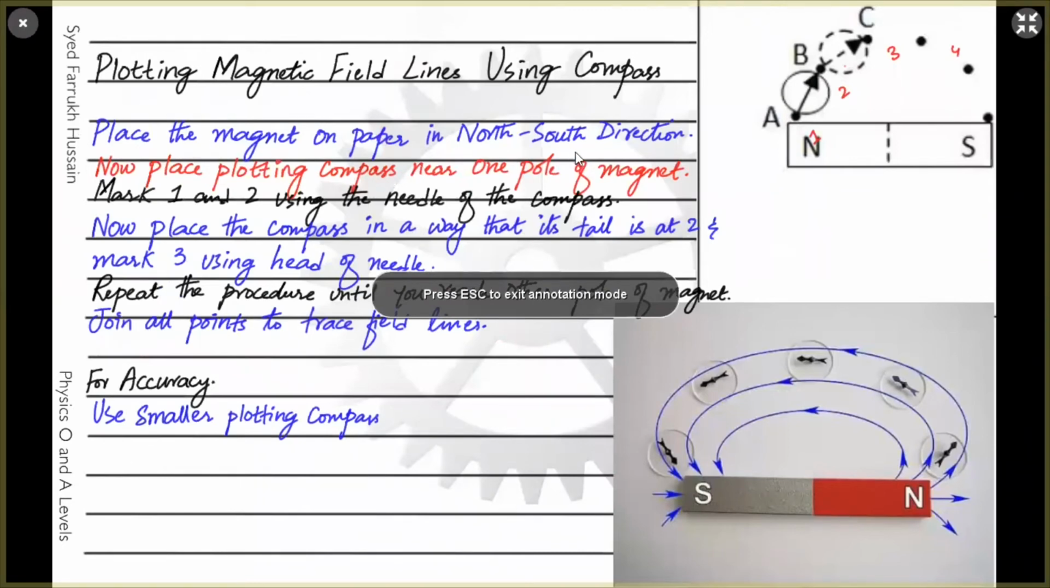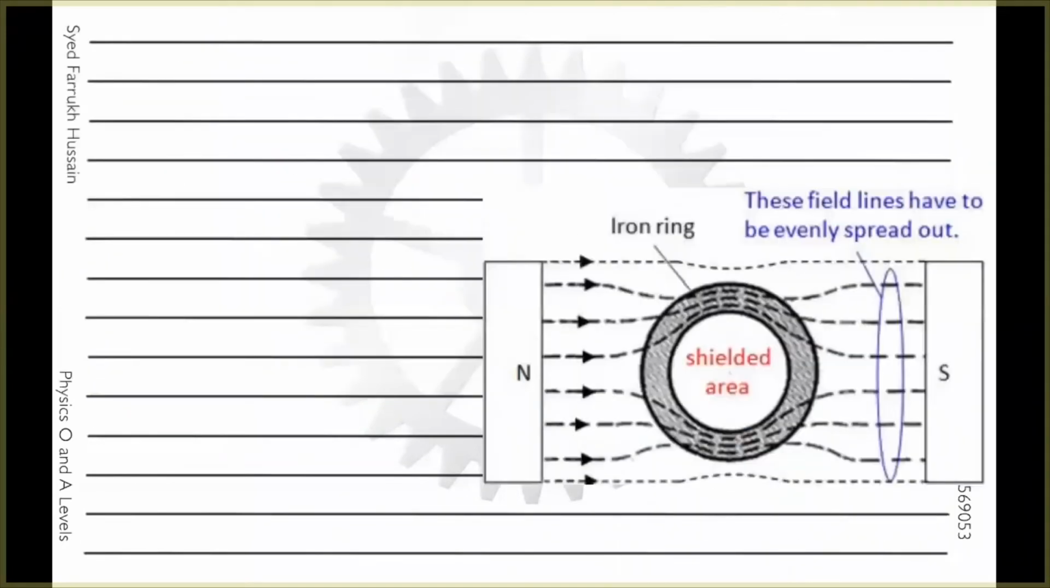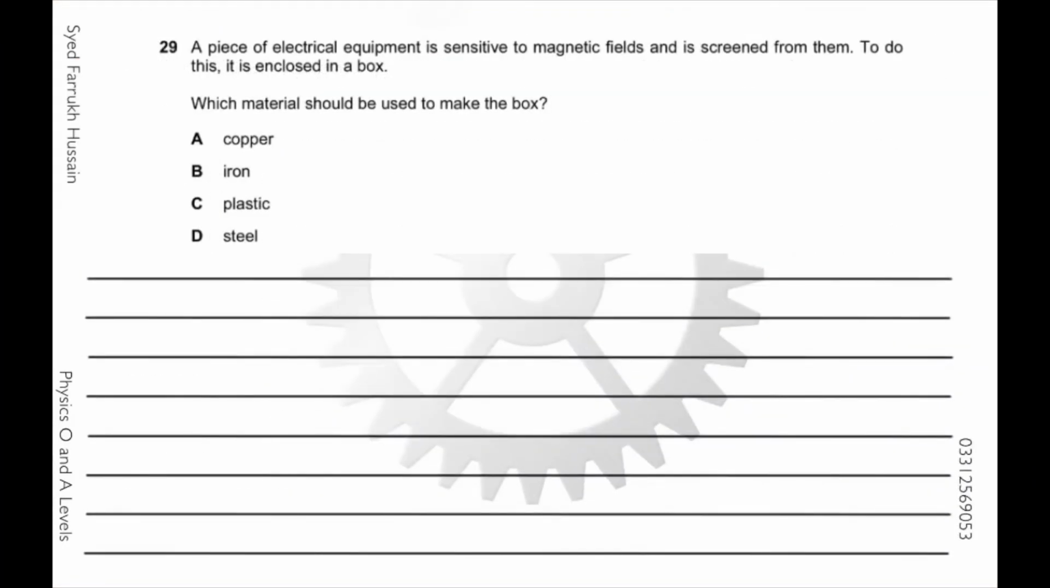Place the magnet on paper, north-south direction. Now place plotting compass. Okay, so it was discussed in the previous class. Now I'm going to give you some questions. Now start solving some questions so that we get to know how these understandings apply in questions.